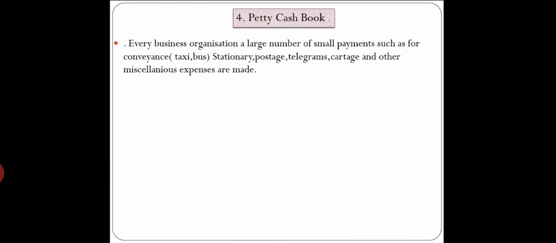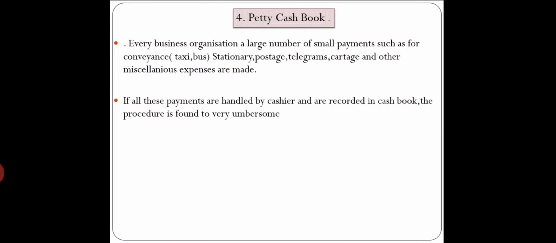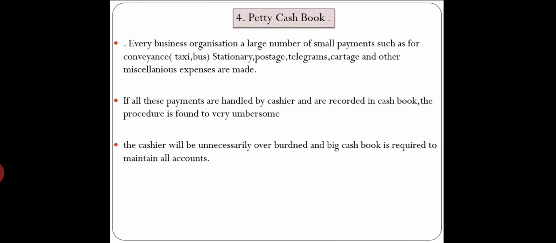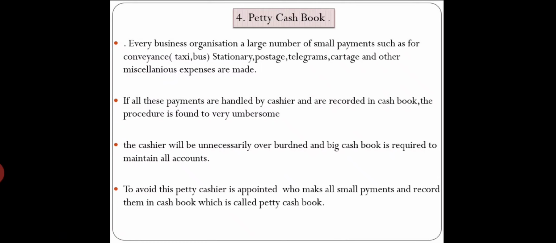The next important type, the fourth one, is the petty cash book. In every business organization, a large number of small payments are made, such as for conveyance, stationery, postage, telegrams, cartage, and other miscellaneous expenses. If all these payments are handled by the cashier and recorded in the cash book, the procedure is found to be very cumbersome. The cashier will be unnecessarily overburdened, and a big cash book is required. To avoid this, a petty cashier is appointed who makes all small payments and records them in a book, which is called the petty cash book.